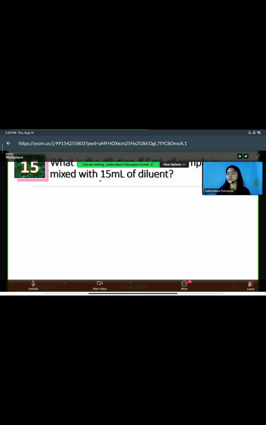Okay, so let's try to read on the problem muna. What is the dilution daw if 5 ml of sample is mixed with 15 ml of the diluent? So how are we supposed to solve for the dilution? Ingat kayo ha, dilution is equivalent to the volume of the sample divided by the total volume. Now, please be careful ha. Ang nasa denominator ay total volume. Ano ba ibig sabihin pag sinabi total volume? Pag sinabing total volume, volume ng lahat.